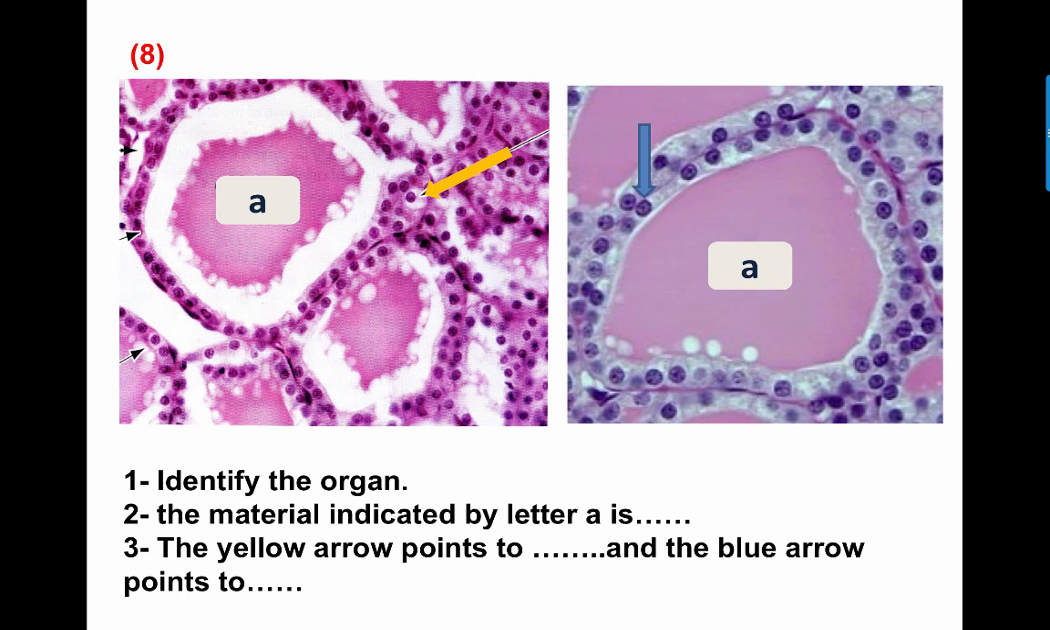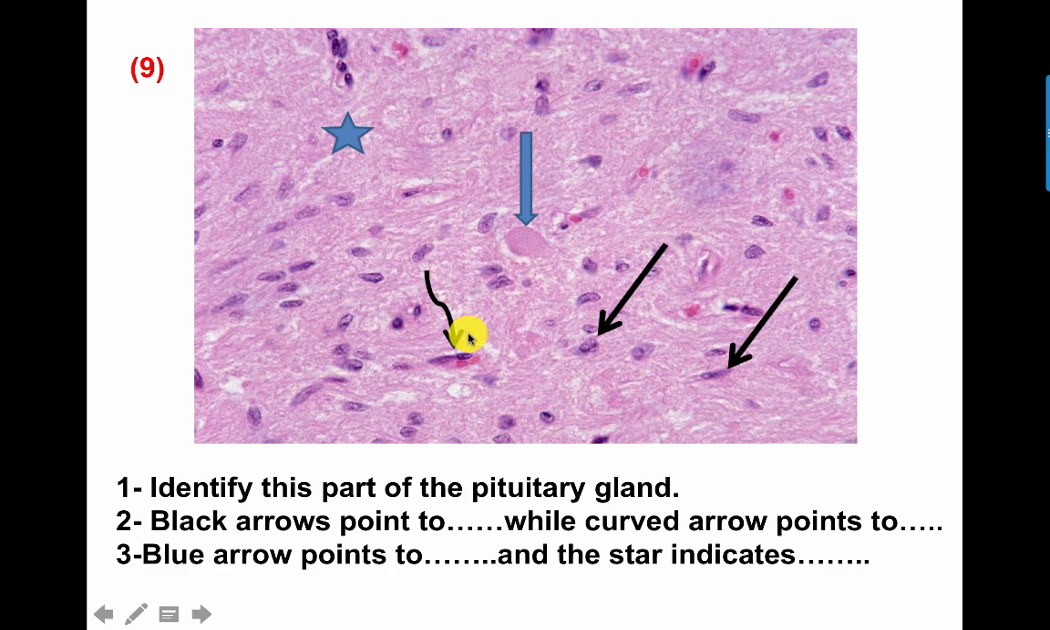Here, identify the organ. It is the thyroid gland. The material indicated by the letter A is the colloid. The yellow arrow points to the parafollicular cells, and the blue arrow points to the follicular cell. And of course, you should know their functions. Number 9, identify the part of the pituitary gland, pars nervosa.